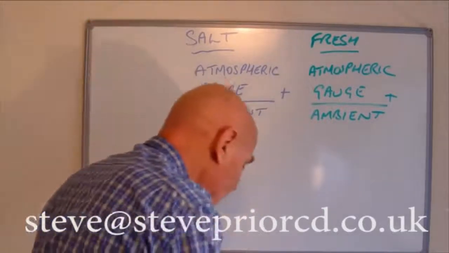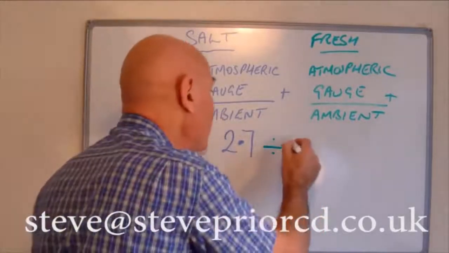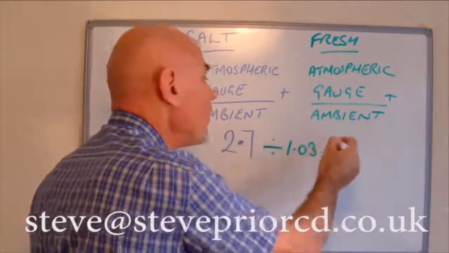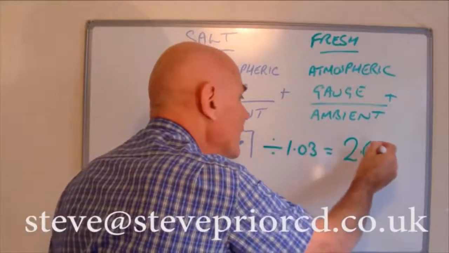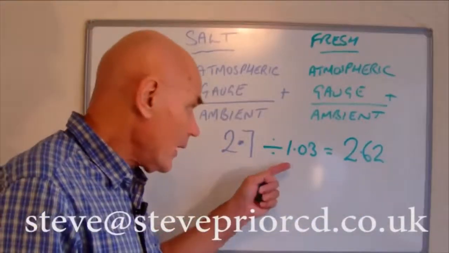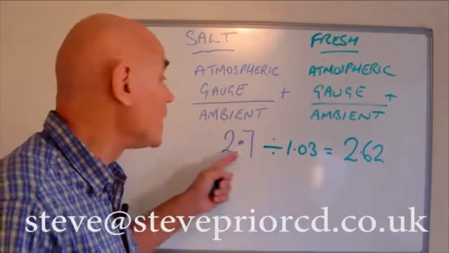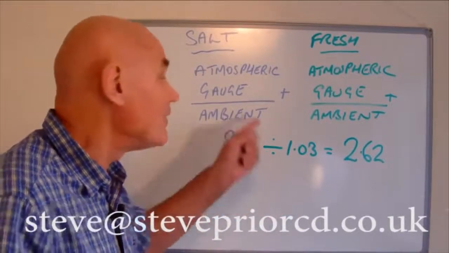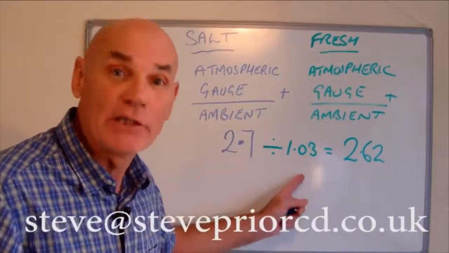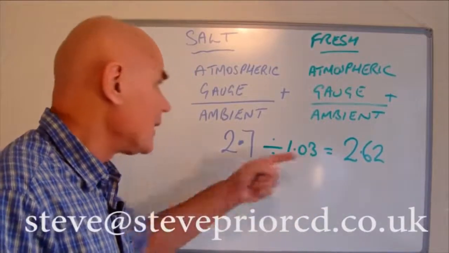Now in freshwater we have to make an adjustment at a ratio of 1.03. So we divide 2.7 by 1.03 and we'll find that we get the answer 2.62. Now some people I know use a different number. They use 0.97. They times 2.7 by 0.97. It's exactly the same calculation actually, but I just prefer to use the same number every time, 1.03. So that's the answer to that.